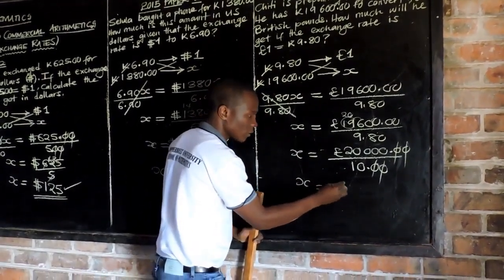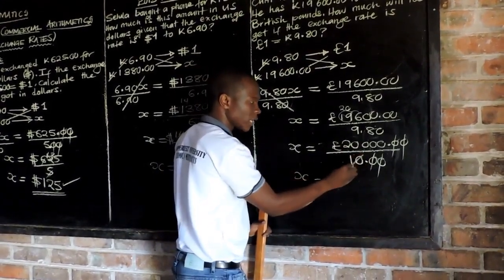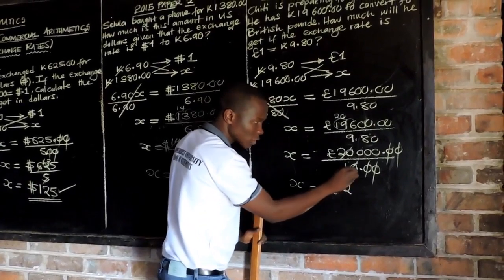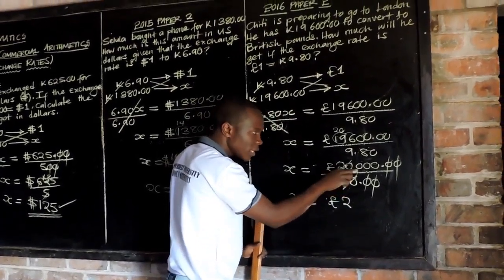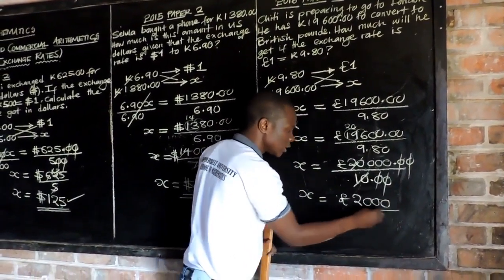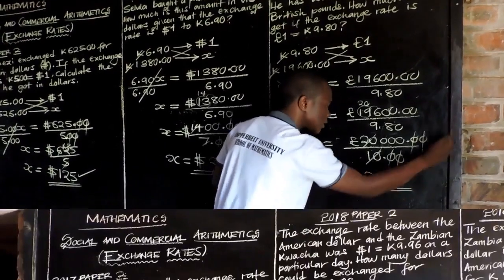Equals. Then you say, I think 20 can go into this. 10 into 20 is 2. Very good, we have got 2. So 10 into 20 is 2. How many zeros do we have? 3, very good. So we have got 2,000 British pounds. Are we together?